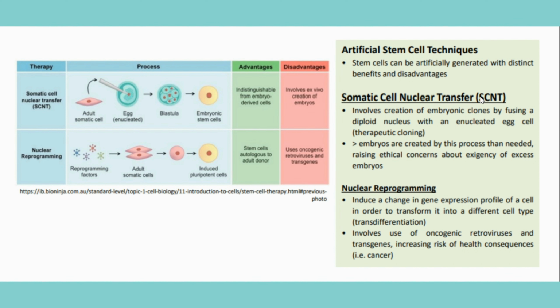formation. So the advantage of somatic cell nuclear transfer, your SCNT, is that it's indistinguishable from embryo-derived cells, while the disadvantage is that it involves ex vivo creation of embryos, which means that more embryos are created than required. And for nuclear reprogramming, the advantage is that stem cells are autologous to adult donors, while the disadvantage would be that it uses oncogenic retroviruses and transgenes, which leads to a very high risk of tumor formation and hence by extension cancer.